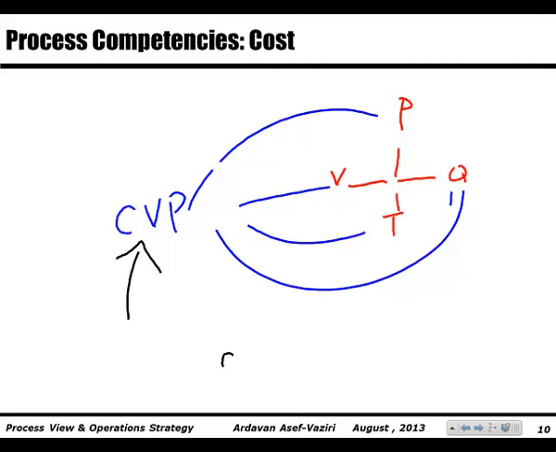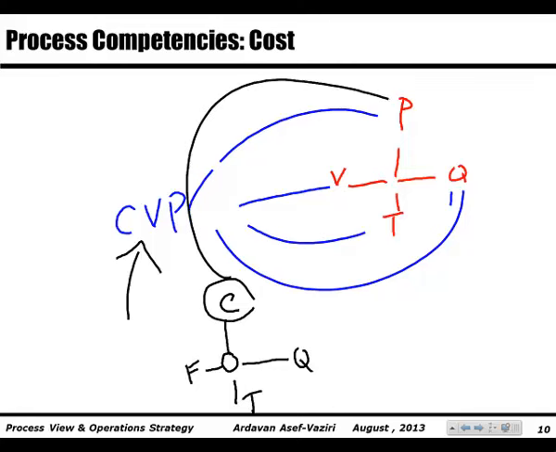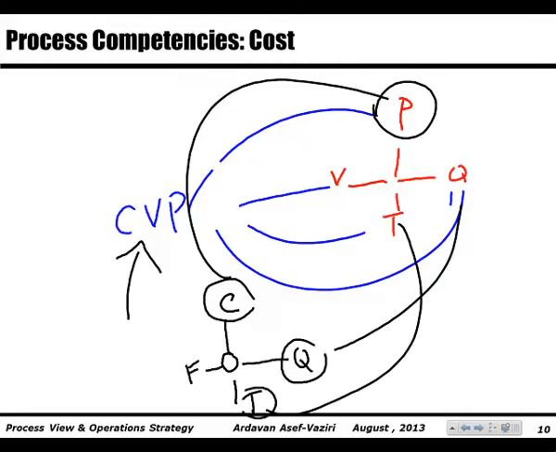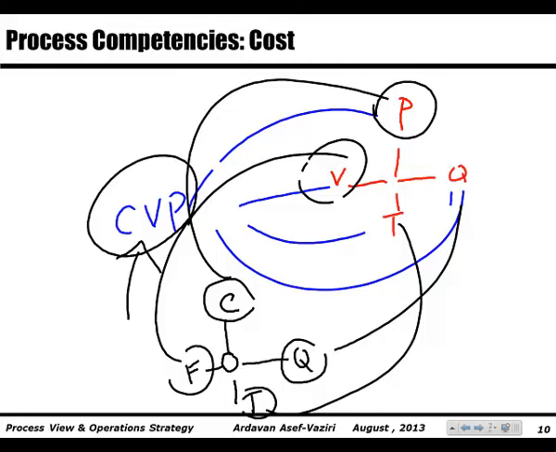Firms should create process competencies in a four-dimensional space of cost, quality, time, and flexibility. They should produce low-cost products to satisfy the customer expectation in the price dimension, and have capabilities in the quality dimension, time dimension, and flexibility to match that variety. We need to have process competencies in these four dimensions to reflect that customer value proposition in a product that meets and exceeds customer expectations.